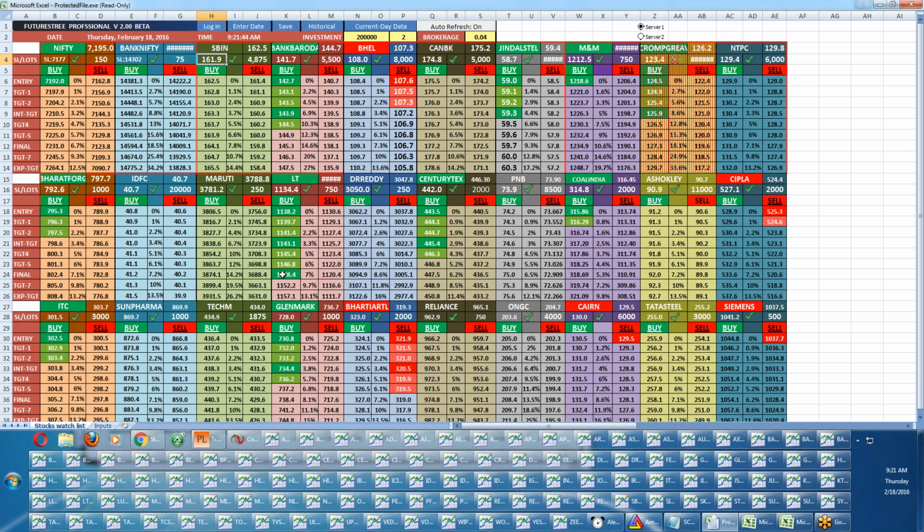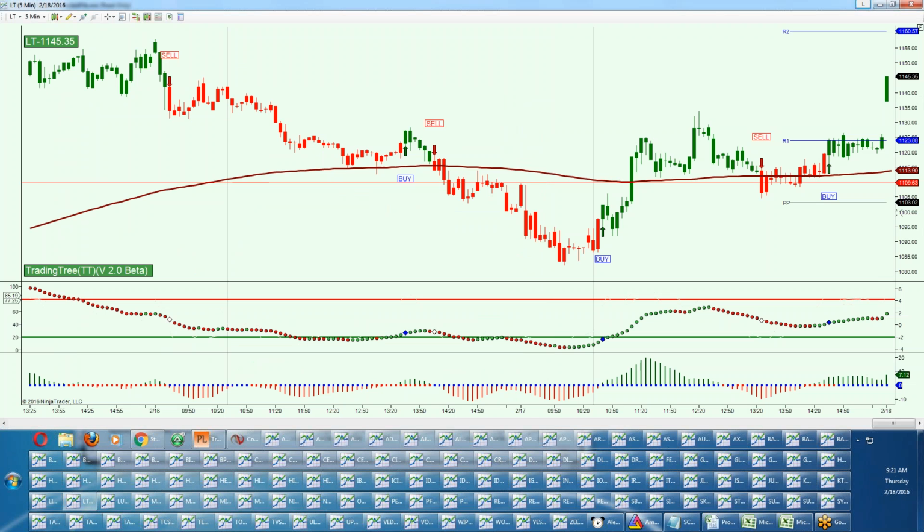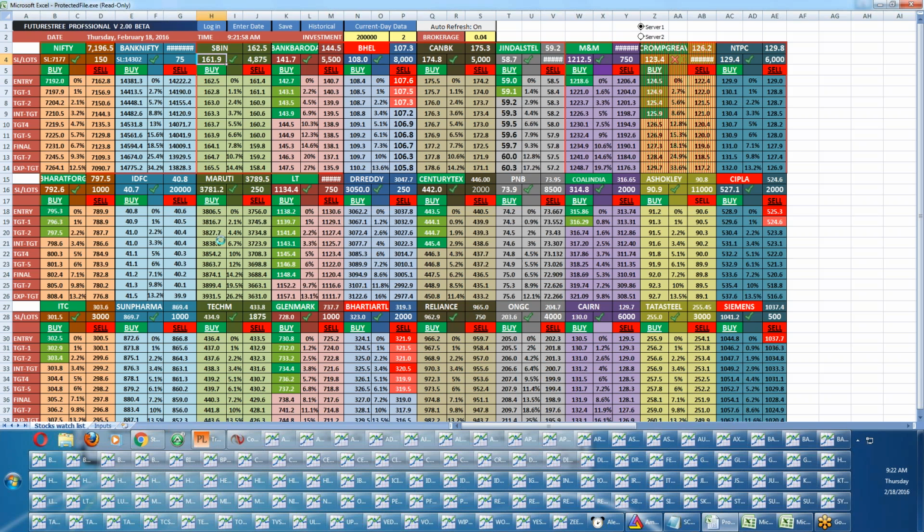So LNT has done its final target. Now how we trade is we'll just check what's the position in LNT on a chart. It's a gap up open. You can still expect it to go to 1160 levels. So you don't have to exit this particular trade.